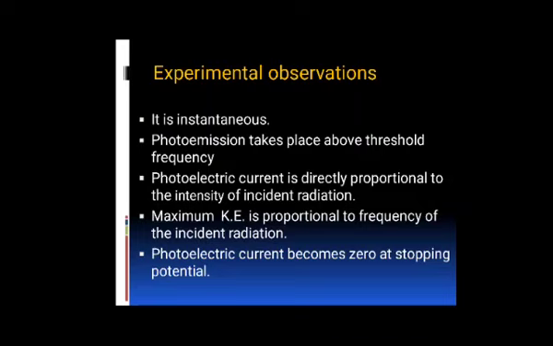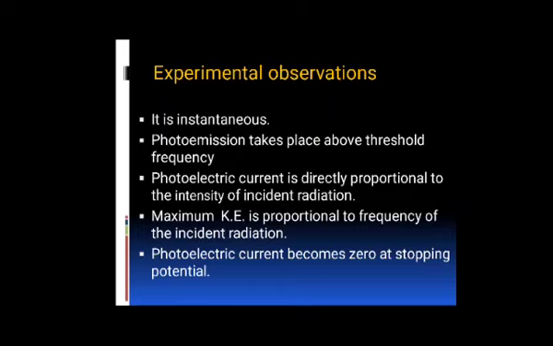So when radiation falls on a metal surface, immediately electrons are ejected. So it is an instantaneous process. For a given material, photoemission takes place above a certain minimum frequency of incident radiation. It is called threshold frequency. So photoemission takes place above threshold frequency.